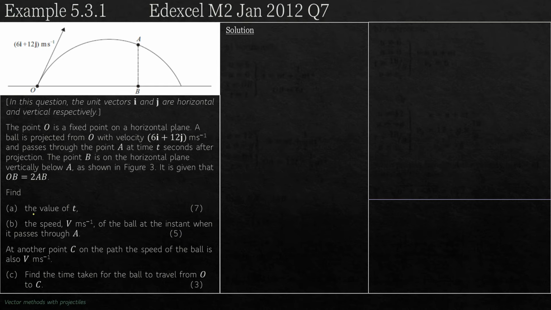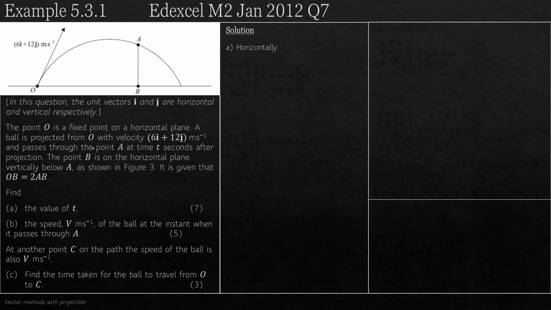For part A, we need to find the value of t, and the t is the time when it passes through the point A. So the journey from O to A is what I'm going to work with. I'm going to start by working horizontally. I could start by working vertically, it makes no difference in this situation.